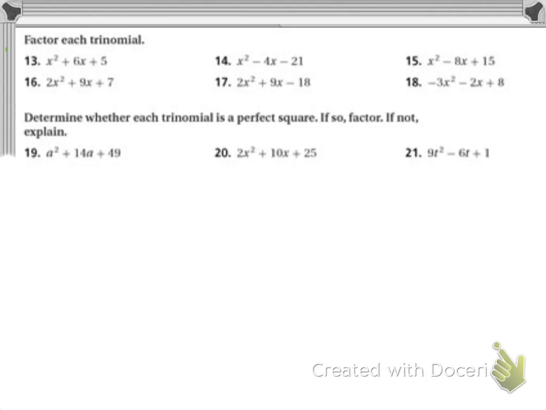We're going to look at 19, 20, and 21. We want to know if a given trinomial is considered to be a perfect square or not, which means when you FOIL it, do you get the same thing in both parentheses? So if you are asked, is this a perfect square trinomial, what you want to do is factor it and see if you get the same thing in both sections.